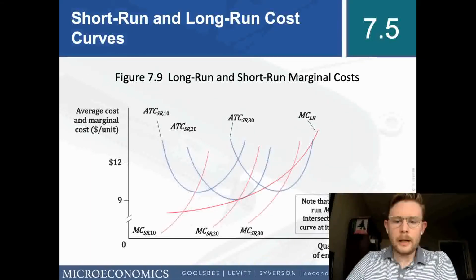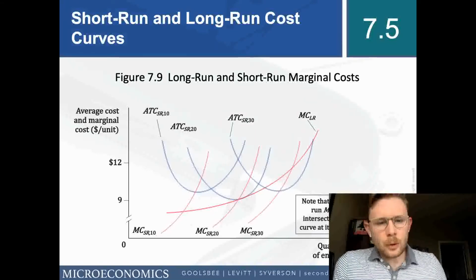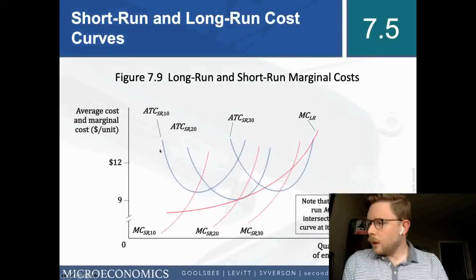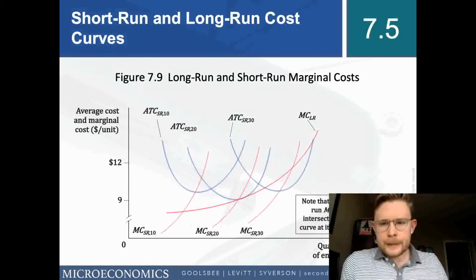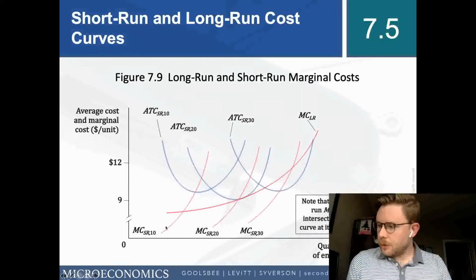The important thing to note in this graph is that we have our short run average cost curves here, just like we did last time. We have 1, 2, 3. Those are our 3 average total cost curves in the short run. Now we're introducing the marginal cost curves. We have the marginal costs in the short run here for 10 units, for 20 units, and for 30 units. And then we also have this long run marginal cost curve.